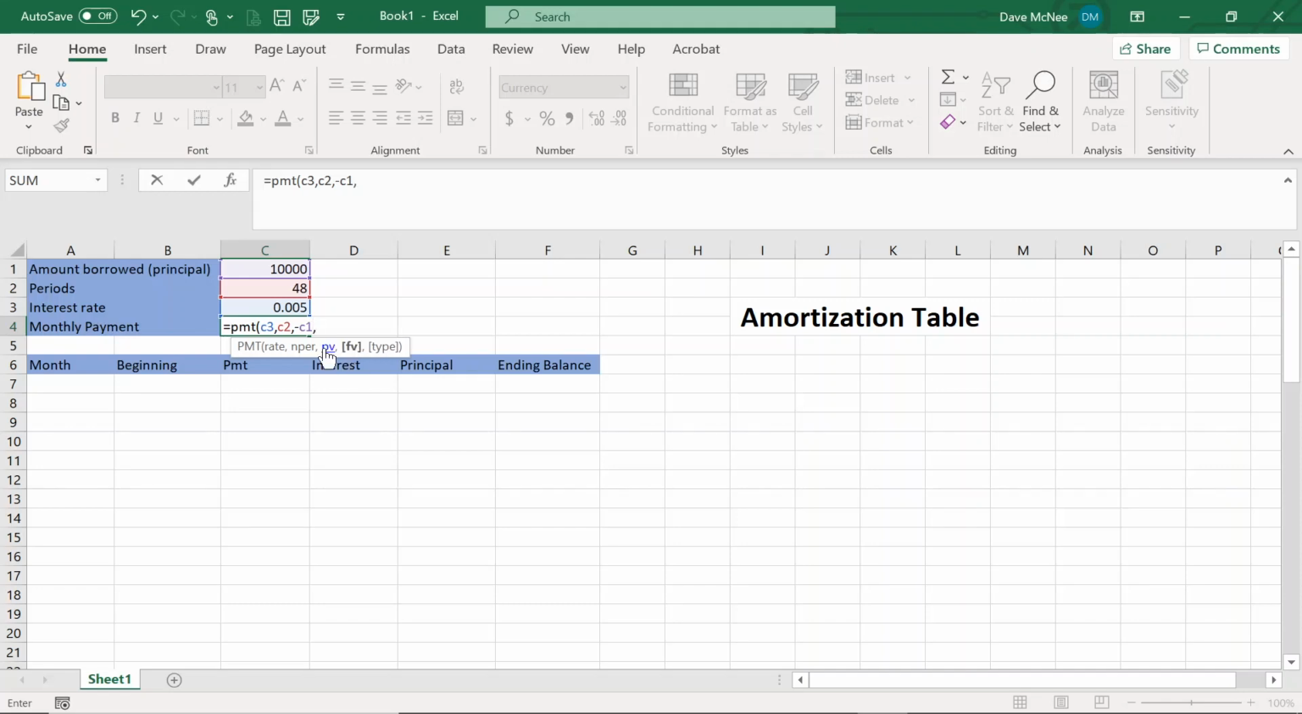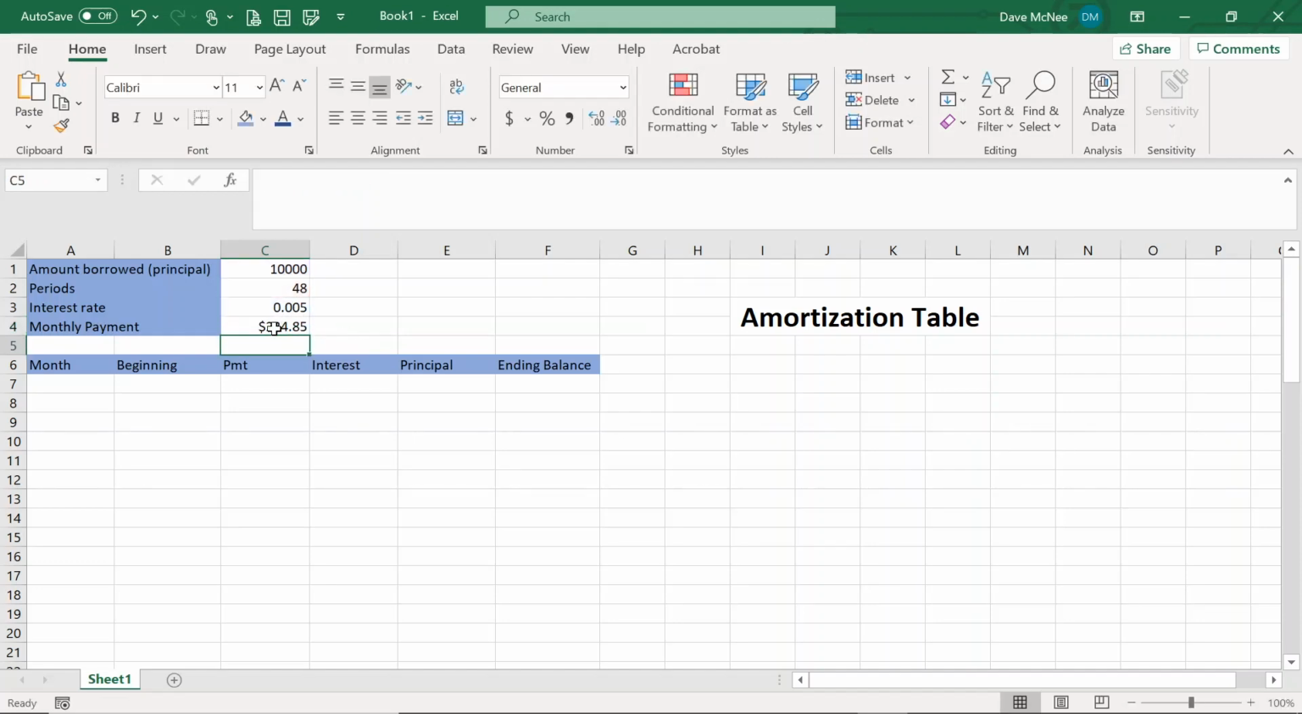Comma after this, FV is future value. Well, I plan to pay off this loan, so the future value will be 0, and then I'm going to close things off. I don't have to write anything for types. And then I'm going to press enter, and there we go. My monthly payments are $234.85.